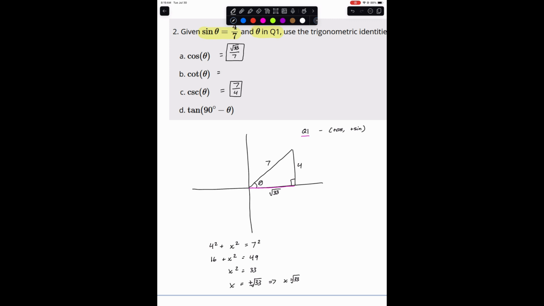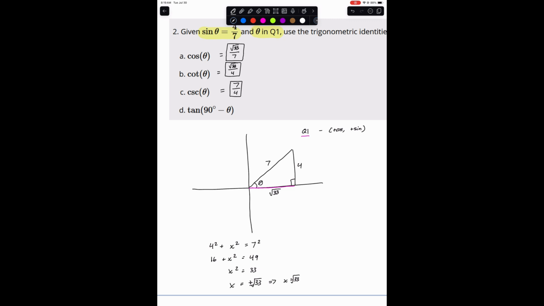Cotangent is the reciprocal of tangent. Tangent is opposite over adjacent, so cotangent is just adjacent over opposite. This gives us the square root of 33 over 4.